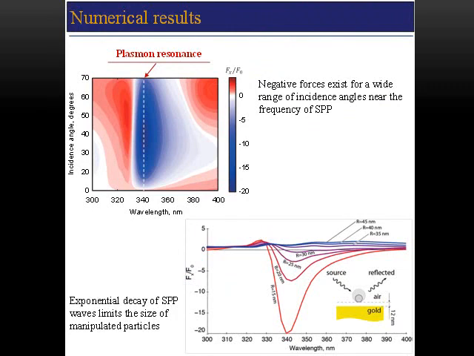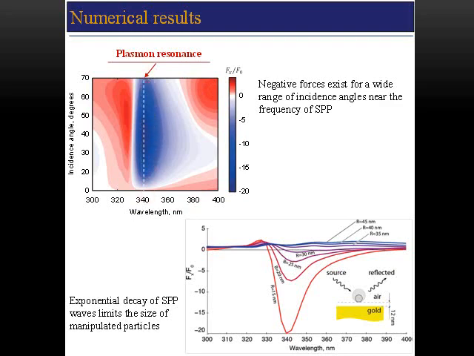Analytical derivations are confirmed by exact numerical calculations. Calculations were performed using the finite element method. The first figure shows the force along the surface calculated for different wavelengths of the incident wave. As you can see, the force becomes negative exactly in the vicinity of a plasmon resonance.